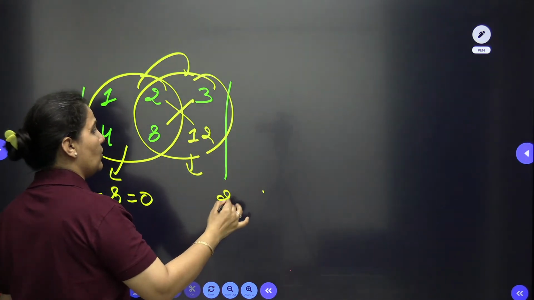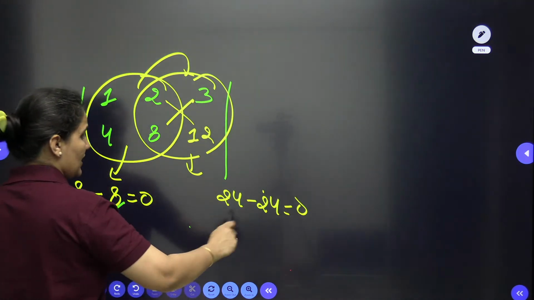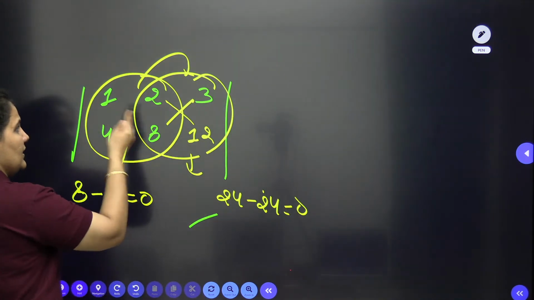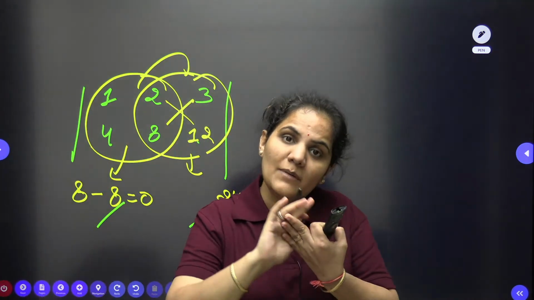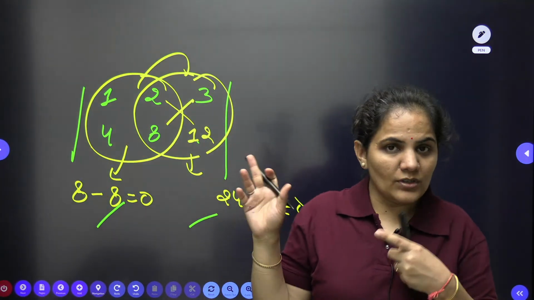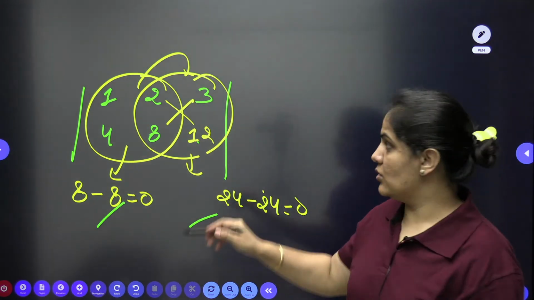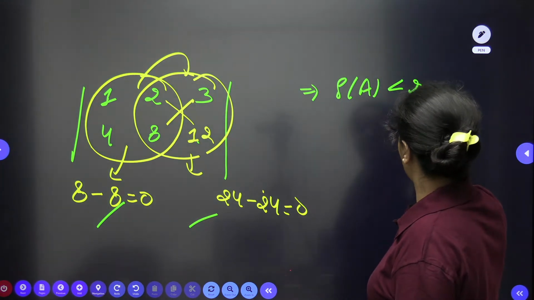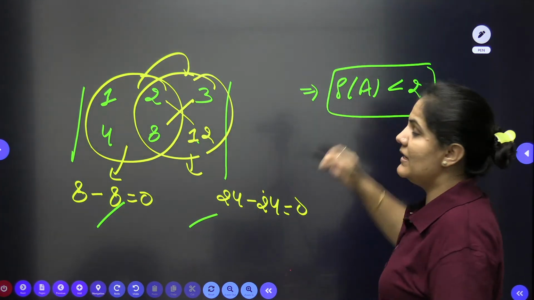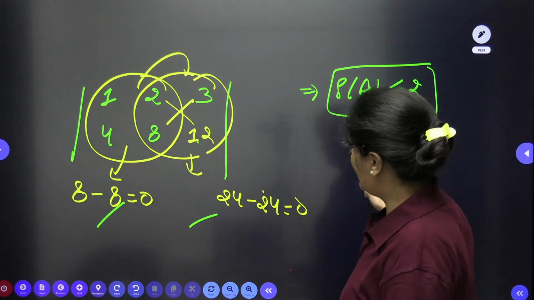When you check here, 24 minus 24 is 0. First is 0, second is 0, then definitely the remaining 12 minus 12 is also 0. So when all the minors are 0, for this specific matrix, all the minors of 2 cross 2 are 0, then you will say your rank will be less than 2. In this case, your rank is less than 2.